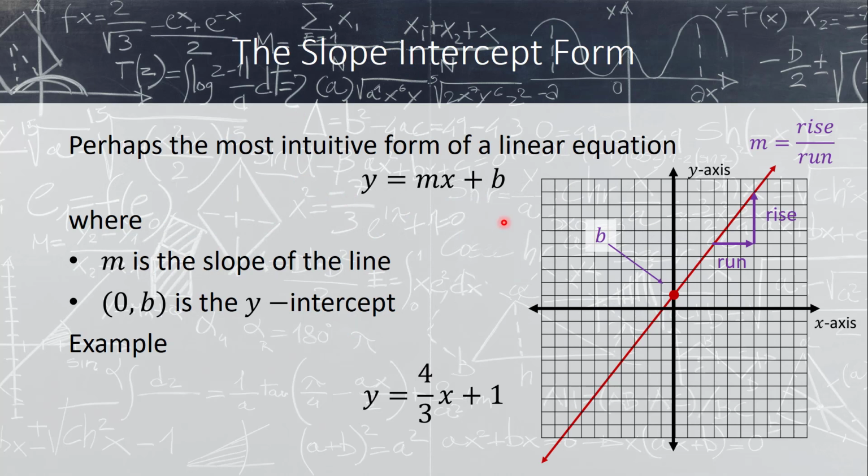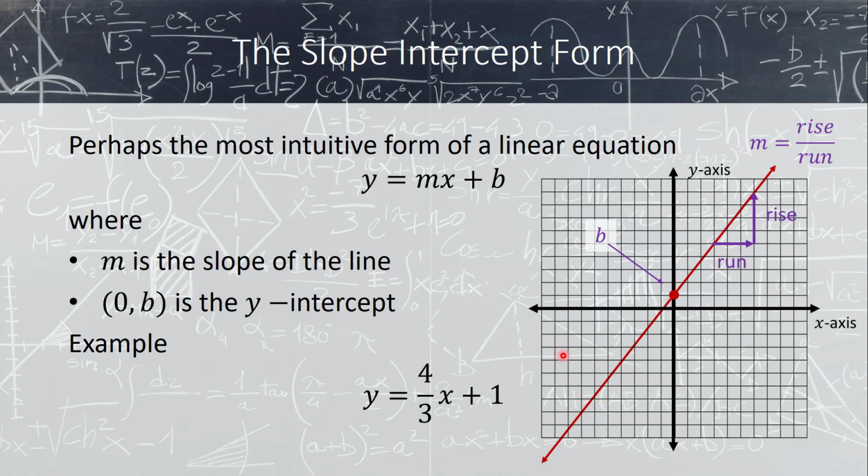This right here is the slope-intercept form of a line, and it is perhaps the most intuitive representation of a linear equation. For example, given this equation, I know exactly where it crosses the y-axis, right here, where b is, and I know how steep it is. The larger this number, the steeper the line. The smaller this number, the flatter the line. If this number is negative, then the line will go downhill, and the larger the negative number, the steeper the downhill line is.